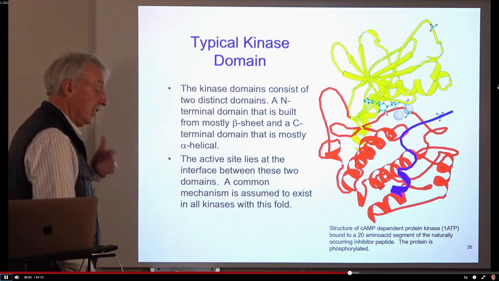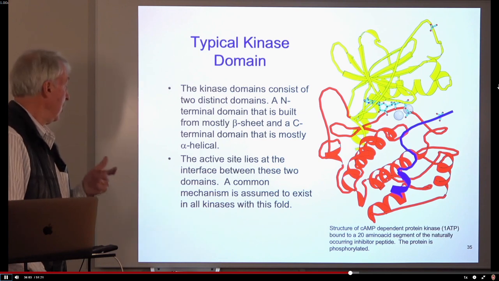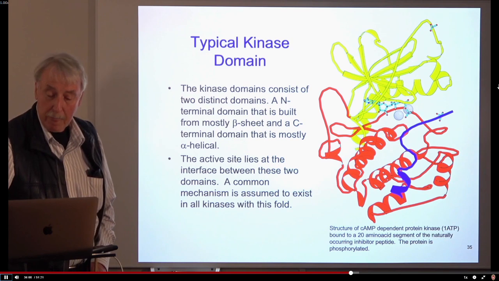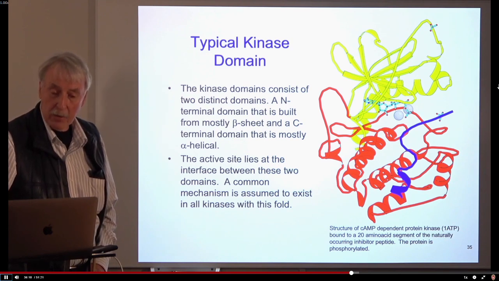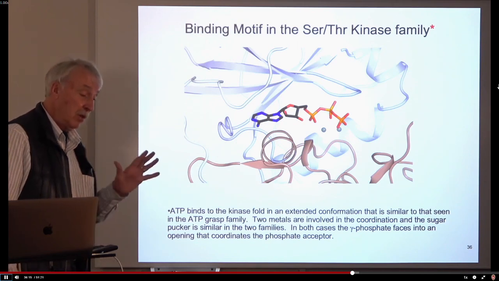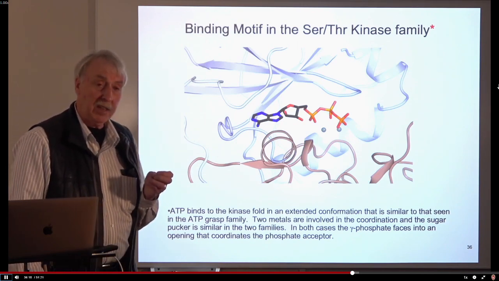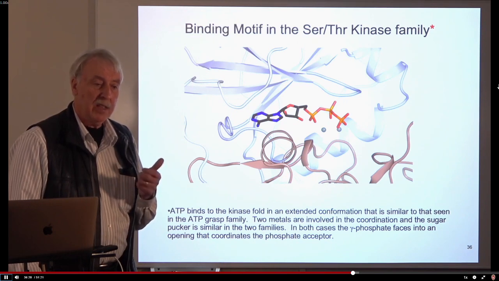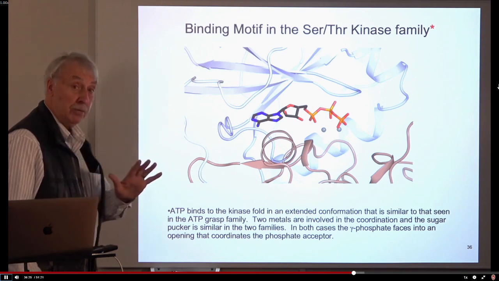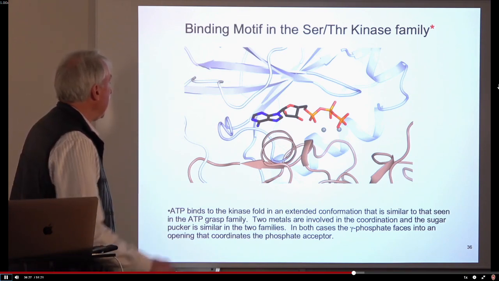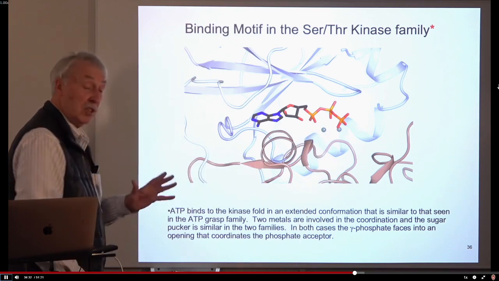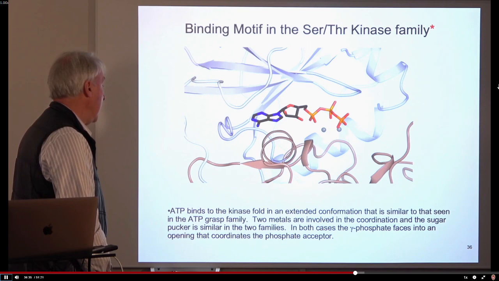So on the basis of this and the sequence similarity, it's assumed that the common mechanism is utilized by all kinases for phosphoryl transfer. So if we look at the binding motif, and again, we're focusing on how this enzyme recognizes ATP. How does it accommodate the chemical features of ATP and its binding? Because they evolved to recognize ATP. Again, it binds in an extended conformation, and there are two metal ions. So this is more similar then to the ATP grasp.